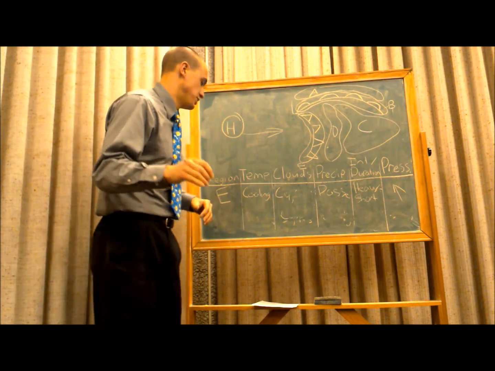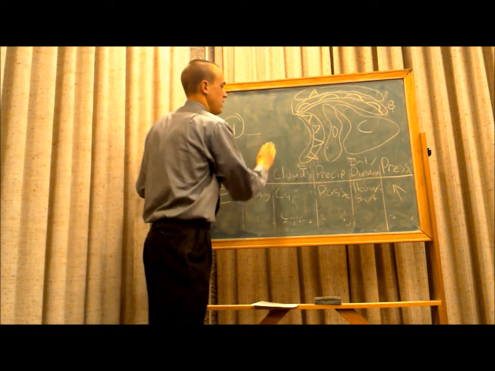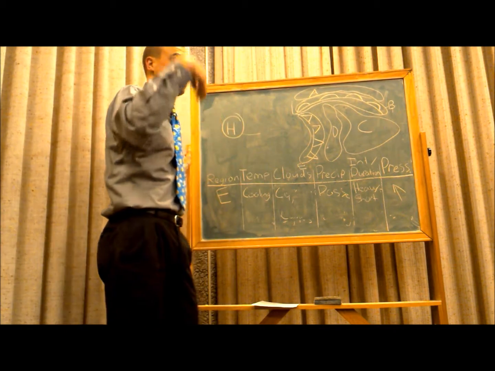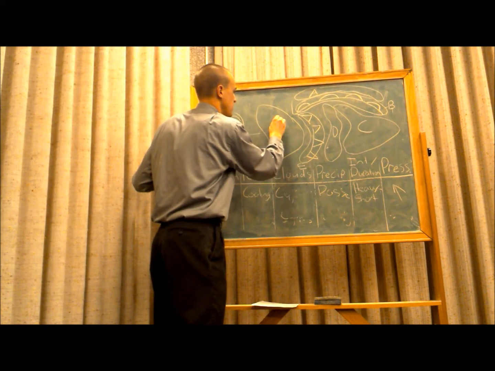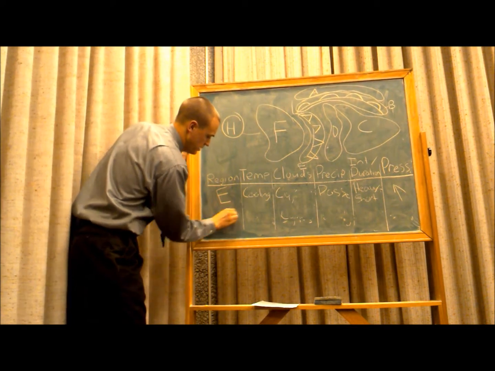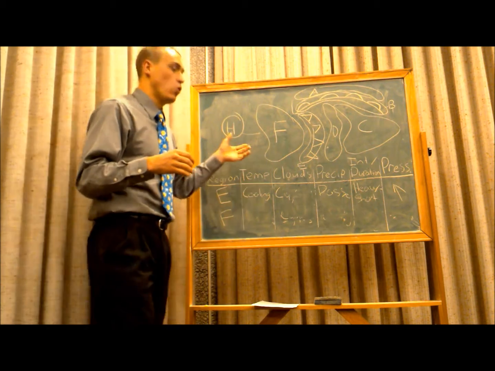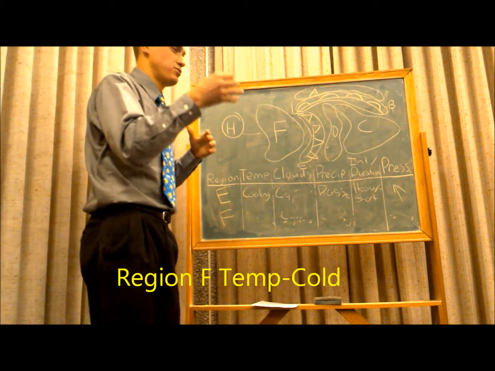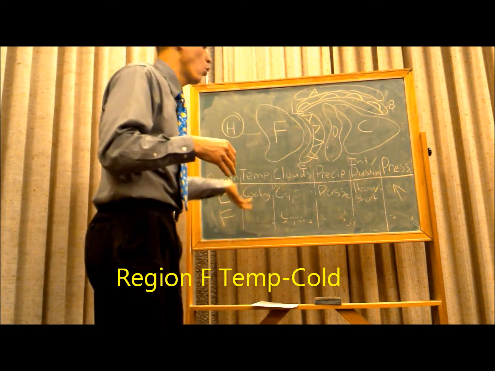The last region is region F, where the open stage has fully moved past an area. So here is region F. Okay, so I'm going to label this region F down here. And the temperature of region F is cold. The cold front has passed through, if that makes sense. Cold front passes through, brings cold temperatures.